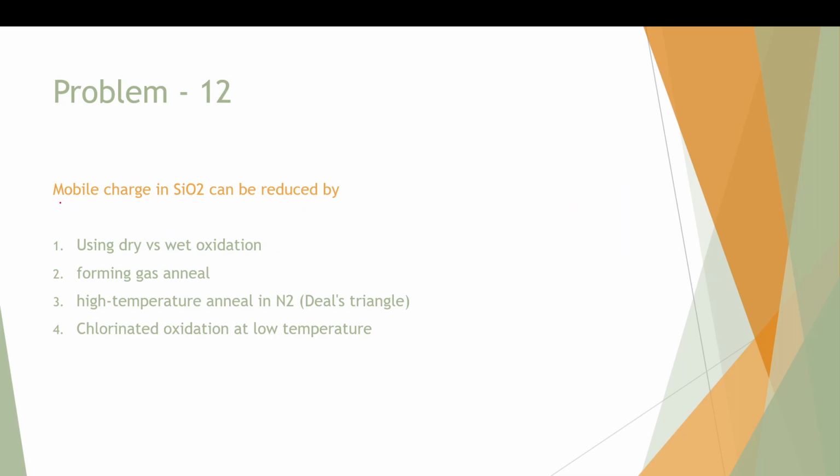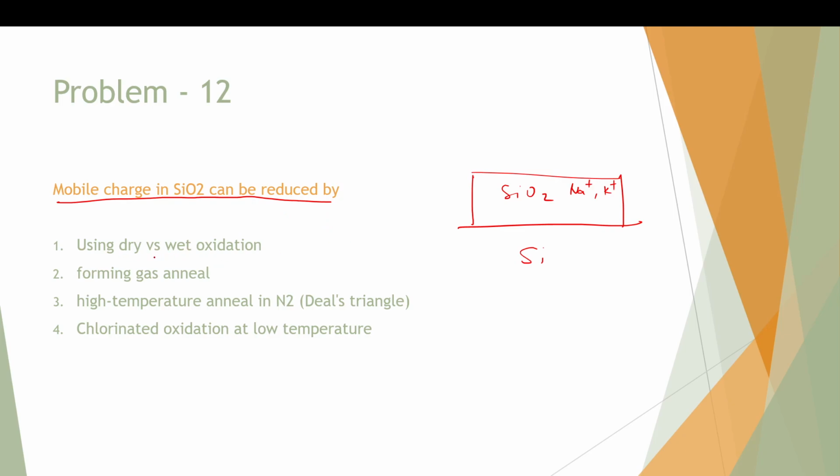The next part is mobile charges in SiO2. There is bulk SiO2 that we have formed on top of the silicon substrate. Now in this SiO2 we can get some ions like Na+ and K+, like we were talking about before. So these are bulk impurities, impurities in the bulk. How can we deal with them? How can we reduce them?